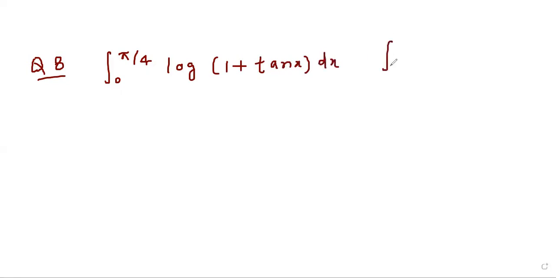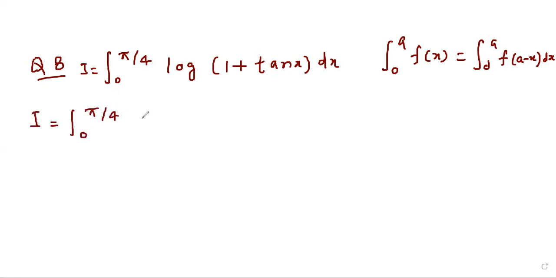Question number 8. Integral 0 to pi by 4 log of (1 plus tan x) dx. Here again we use the property integral 0 to a f(x) equals integral 0 to a f(a minus x) dx. So the question is I. So I equals integral 0 to pi by 4 log of 1 plus tan (pi by 4 minus x) dx.